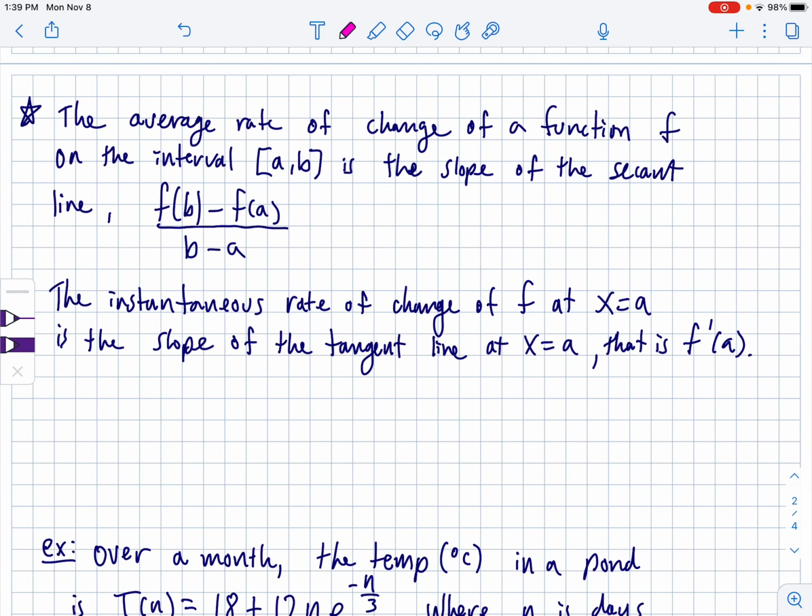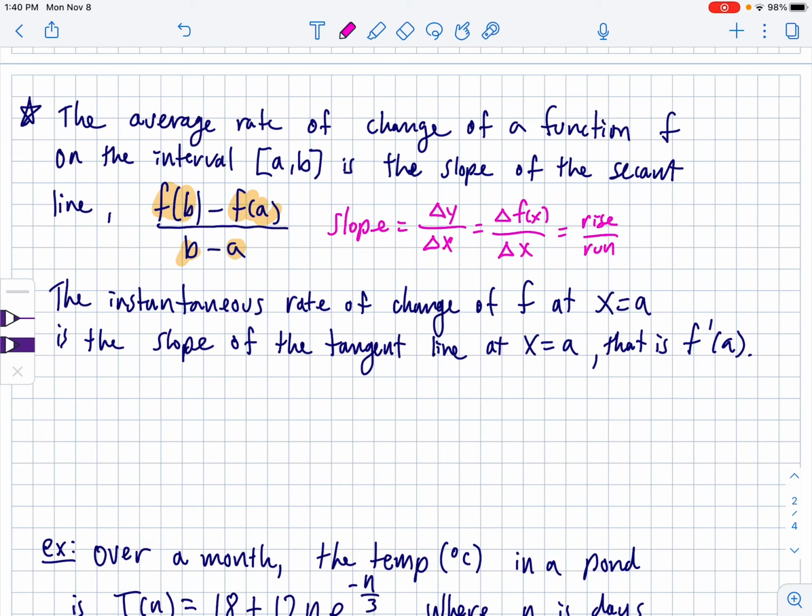Now, the average rate of change of a function f on the interval a to b is the slope of the secant line. You guys thought secants were gone, but they're not. The slope of the secant line is f of b minus f of a, all over b minus a. This sounds complicated, but it's really just the slope equation: change in y over change in x, which is the same thing as change in f of x over change in x, or rise over run. There are so many different ways to think of it, but that's basically what that equation is.